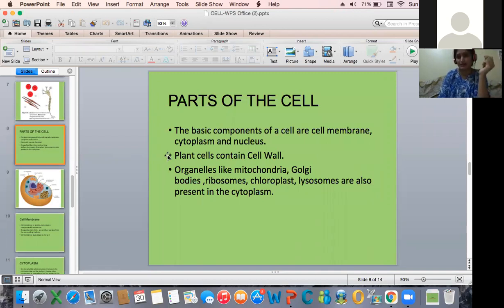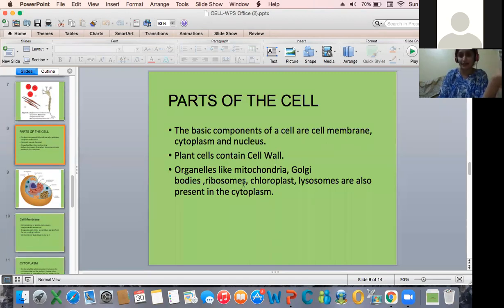And in the plant cell, there is one more important part, that is the cell wall. Whereas in the animal cell, we don't find the cell wall. All plant cells will contain this part which is called the cell wall. And this cell wall is present outside the cell membrane. So a plant cell will have the cell wall, whereas animal cells and other cells will have the cell membrane, cytoplasm, and nucleus.